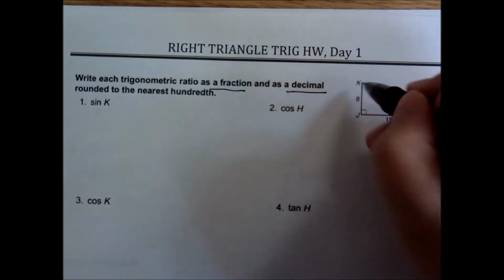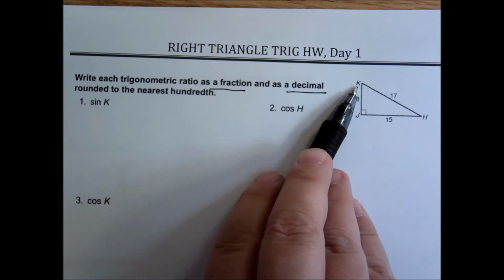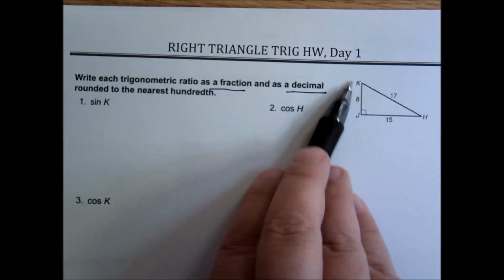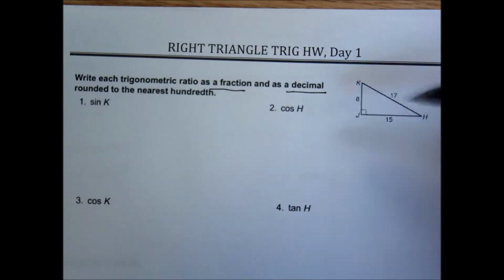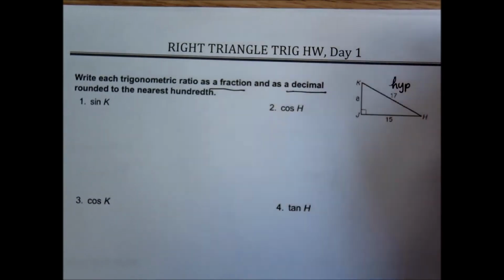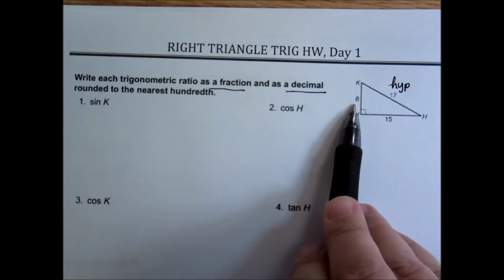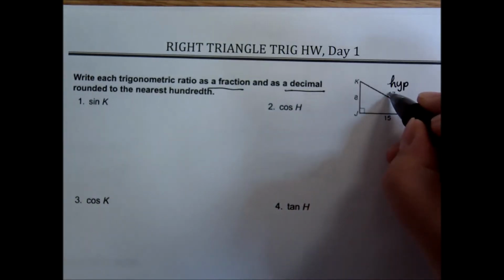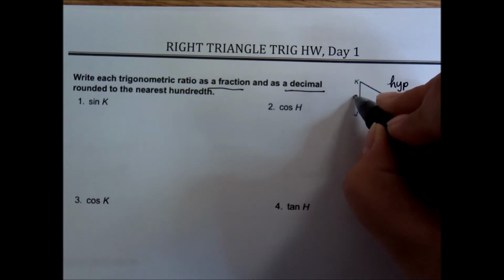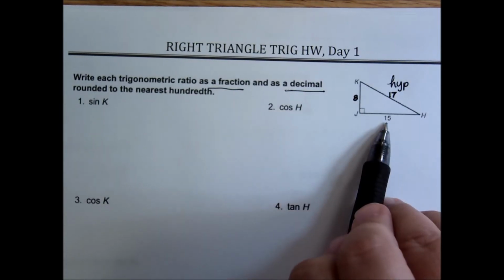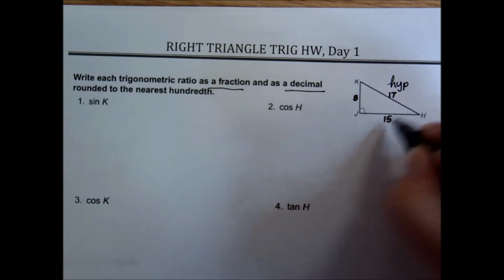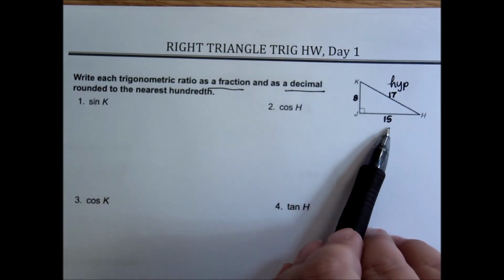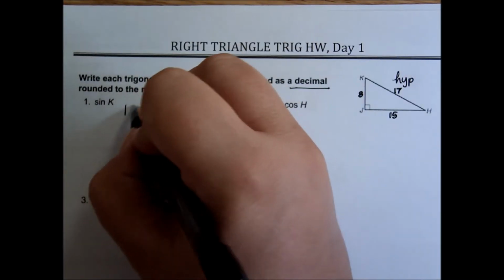Okay, so sine of k. Here's k. The sine of k is going to be the opposite over the hypotenuse. So I have to figure out which one is which. In this particular case, if we're looking at things from k, 17 is the hypotenuse. Really, it's the hypotenuse no matter what. The adjacent then is 8. And the 15 is the opposite. So if I want the sine of k, that's opposite, which is 15, over hypotenuse. So that's 15 over 17.